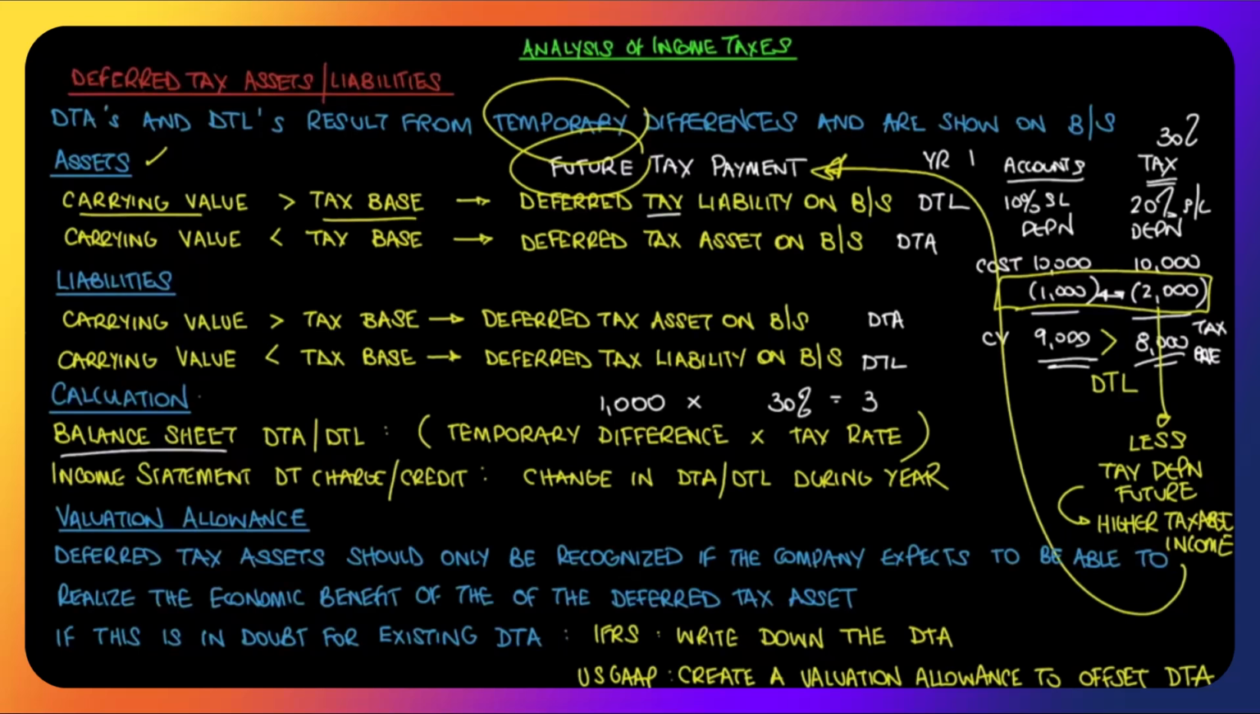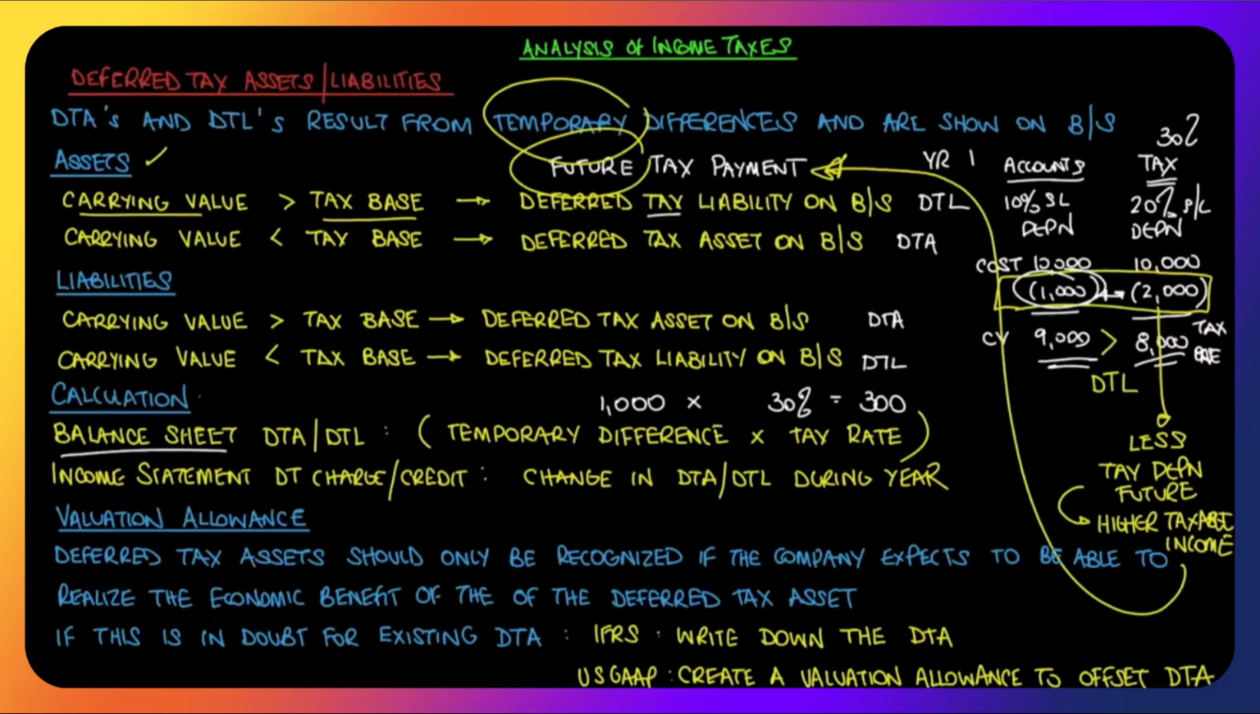1,000 times 30%, it would be 300. Why? Because we've had 1,000 of tax depreciation too much this year. We should have only had 1,000 to match. It's all about matching. To match revenues and expenses, you should have only given me 1,000. You gave me 2. It's too much. That reduced taxable income this year by 1,000, which saved me tax at 30%, 300.